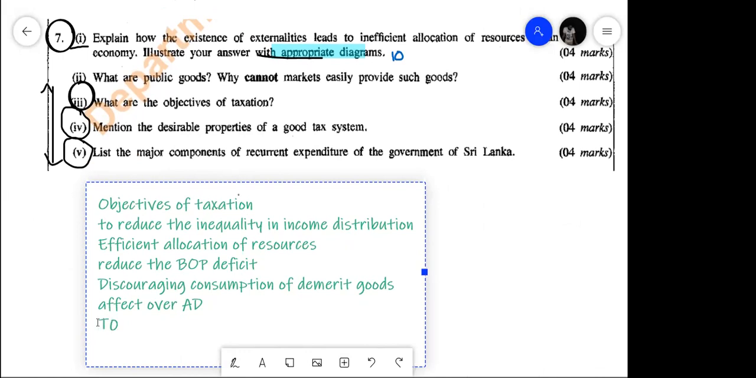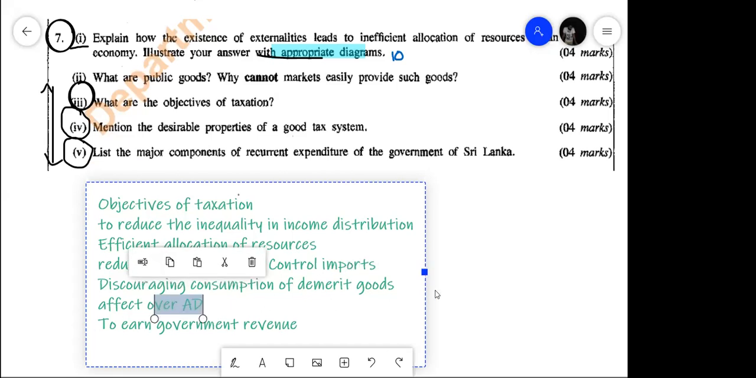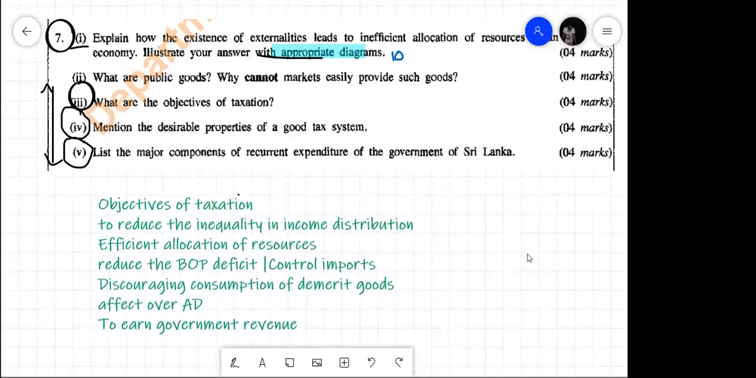So to earn government revenue, you can put in things like this. Control imports, that is to reduce BOP deficit. So here you can say control imports, to reduce this thing. So cyclical fluctuations, in the sense that you can connect that with effect over aggregate demand. Okay. So you can put in your points like that. Simply the objectives, or why do they tax?